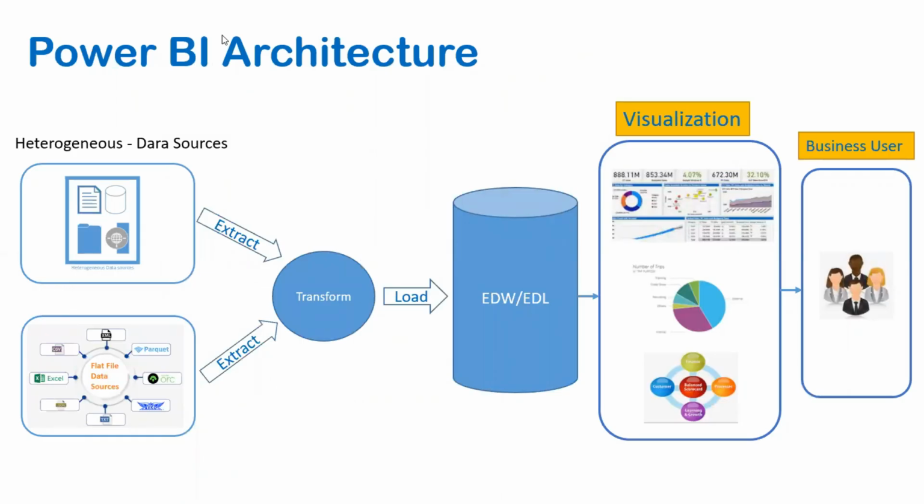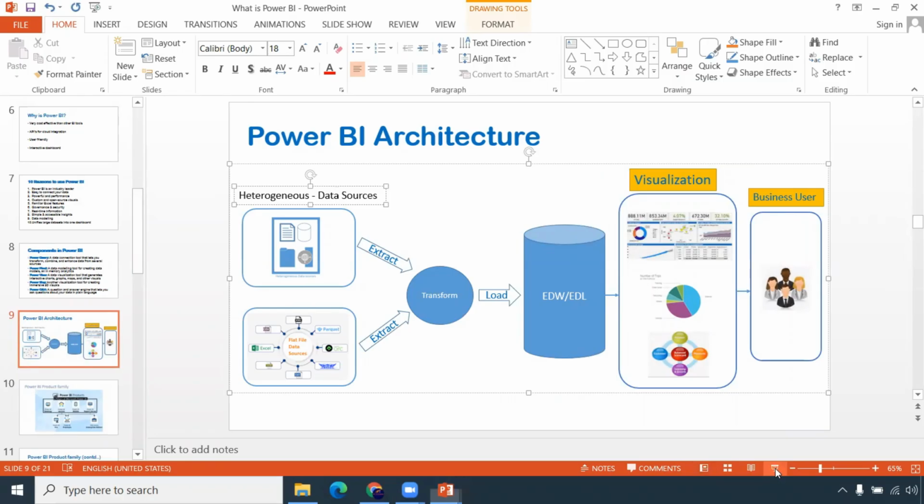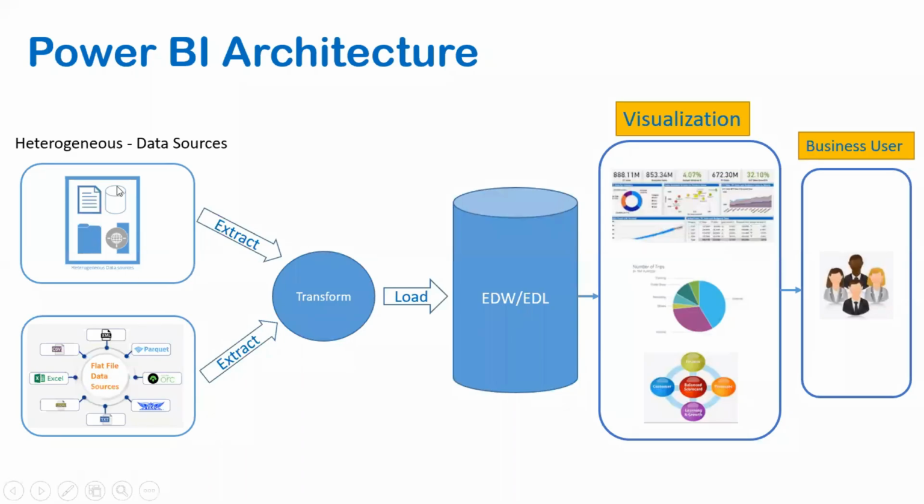So this is the architecture of Power BI. If you look here, on the left-hand side we have the heterogeneous data sources. Sorry, there is a spelling mistake here. We have all kinds of data sources like RDBMS and cloud data sources. And also we have different flat file sources. Flat files means the Excel sheet, CSV, text file, Parquet file, and XML file. So it can extract data from all kinds of data sources.